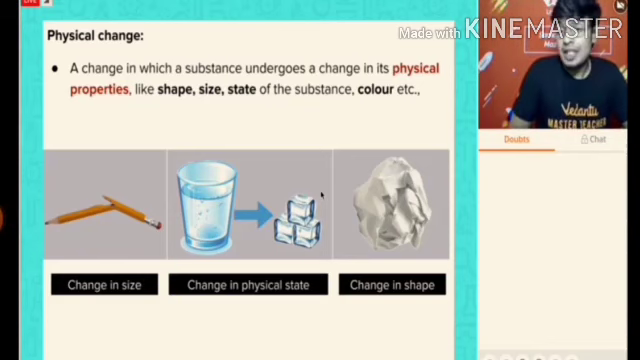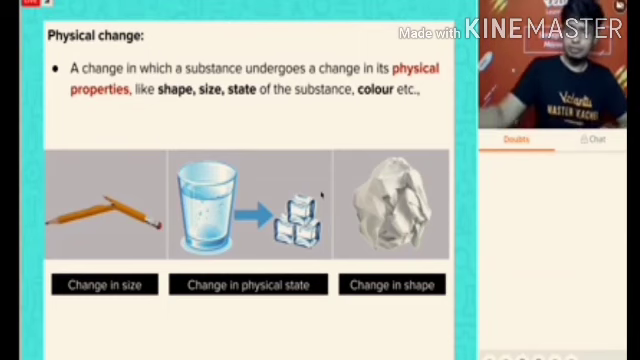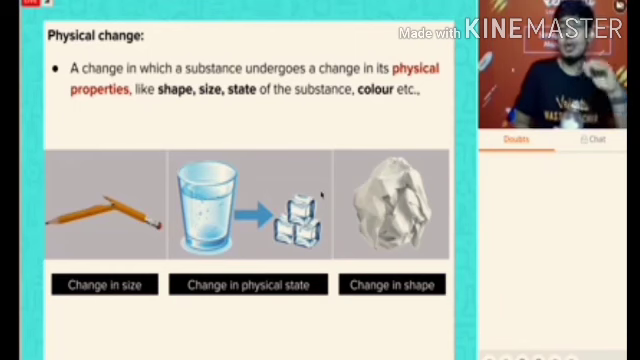if a substance undergoes a change in its physical properties like shape, size, state of the substance, or color, etc., it is called a physical change. This is the definition. I hope all of you understood it. Have a look at it once quickly.